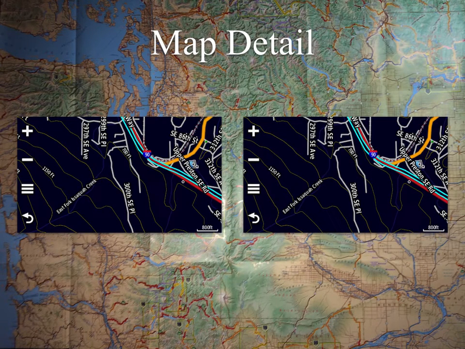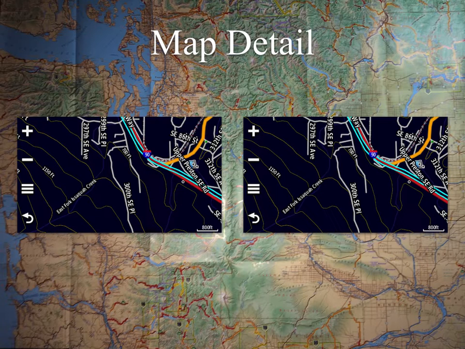Next one is map detail, and the two pictures here in some ways are a bad representation, in some ways a great representation. The one on the left is normal detail level, and the one on the right is high detail. And depending on your unit, you have 3 to 5 different detail levels. And on the outdoor units like the Montana, you can kind of fine-tune it where you can have your detail level for topographic things or points of interest or road names or roads. On the Zumos, you kind of just have one volume knob.